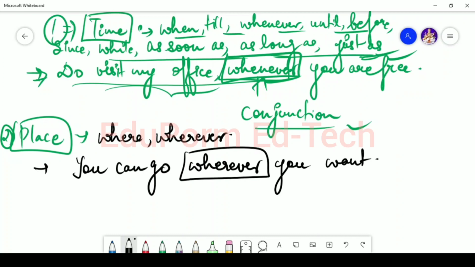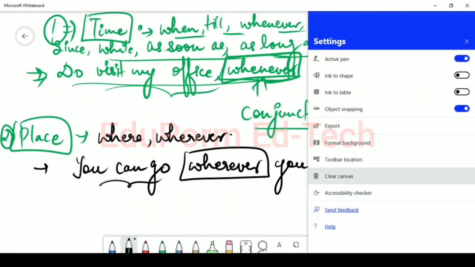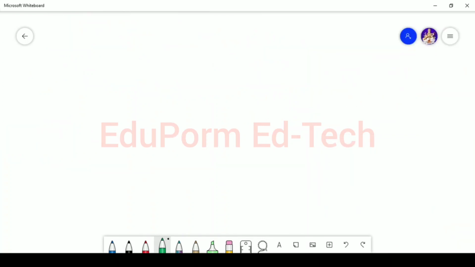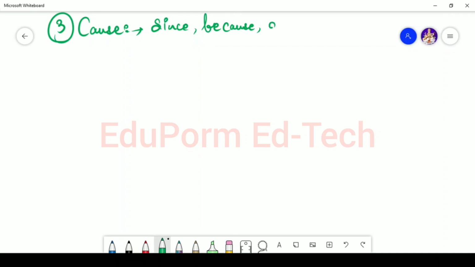Again, we are trying to link one sentence to another. The sentence is dependent, but we are trying to express a place here. That is why I am saying you can go wherever you want. तुम जहाँ भी जाना चाहते हो, you can go. ठीक है? So that is when we are talking about place. Now the other types. The third case is when I am talking about cause, like since or because or as.